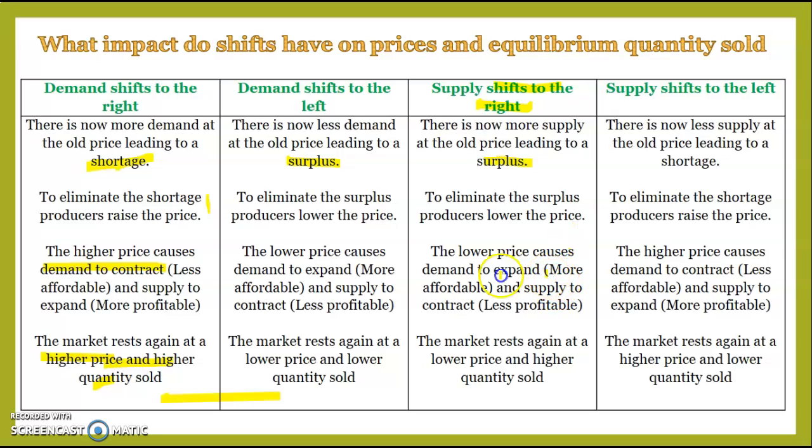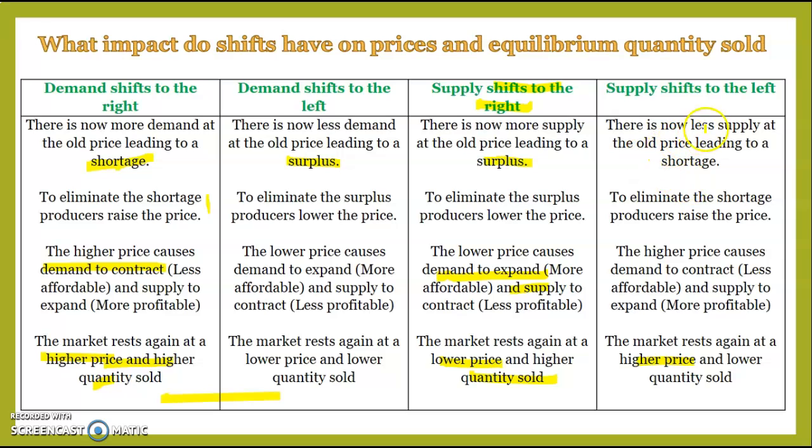The lower price causes demand to expand like always, and supply contracts like always because it's less profitable, and you'll end up at a new equilibrium, but your new equilibrium will be at a lower price, but a higher quantity sold. Okay, so the difference is when demand shifts right, higher price and higher quantity sold. Demand shifts left, lower price and lower quantity sold. Supply shifts right, lower price but higher quantity sold. And when supply shifts left, you'll end up with a higher price and lower quantity sold, which I'll talk about now.